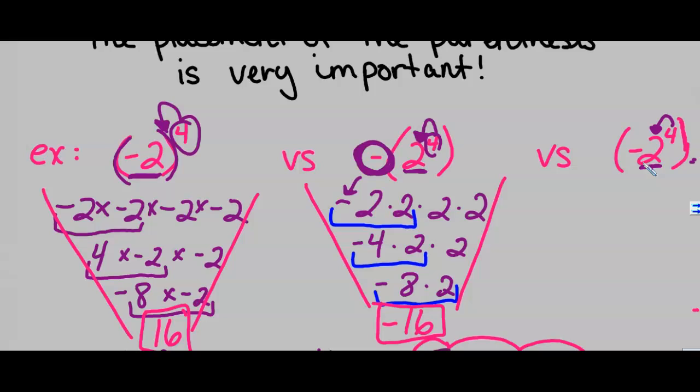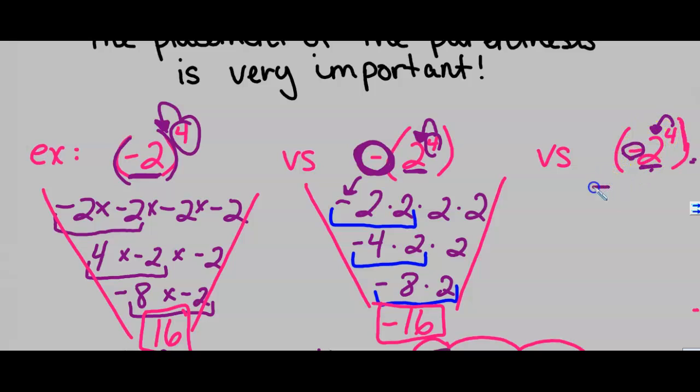And the answer is no. This is not a negative 2 repeated 4 times. This is one negative with 4 2's. Okay? The negative is not attached to the 2 strongly enough for it to go together.